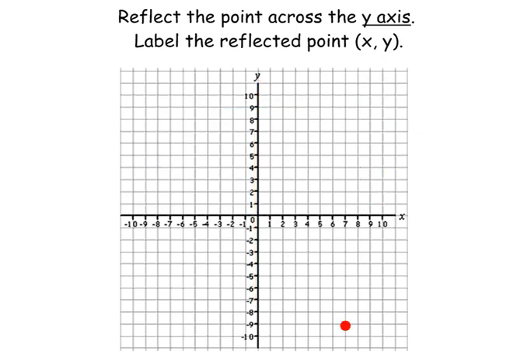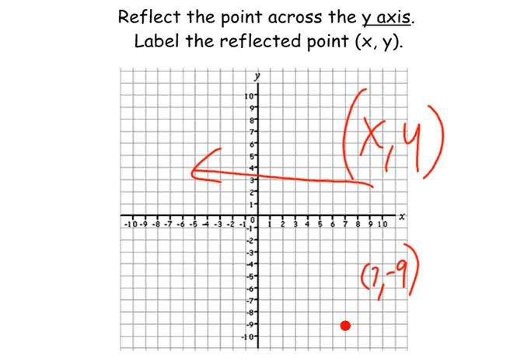Let's try another one. Same thing. I have a point here, 7, negative 9. And I'd like to reflect again across the y-axis. So to do that, if you want to reflect across the y, change the x. So I'm going to change the x from positive 7 to negative 7. So I'm going to do negative 7, negative 9. And negative 7, negative 9 would be located right here. So it's reflecting across the y-axis.